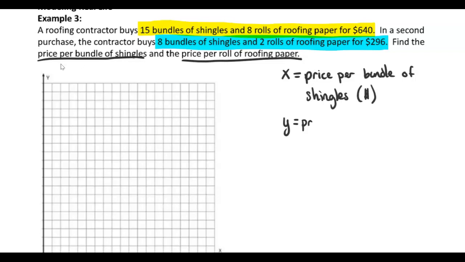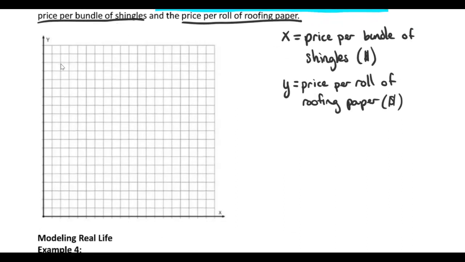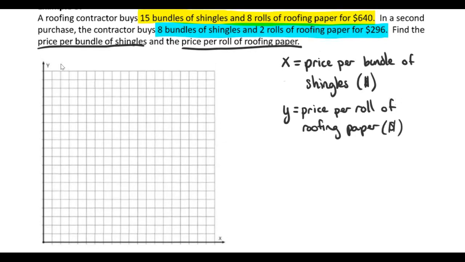Okay, Y is the price per roll of roofing paper, and that's also in dollars. I feel like for us it's obvious that that's dollars, but it's just good to go ahead and notate.